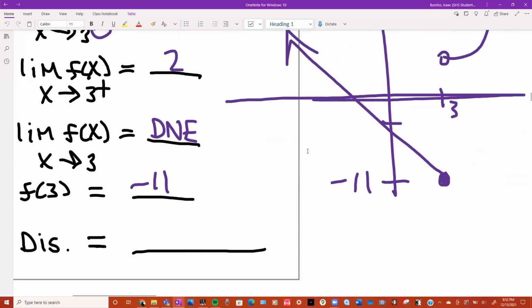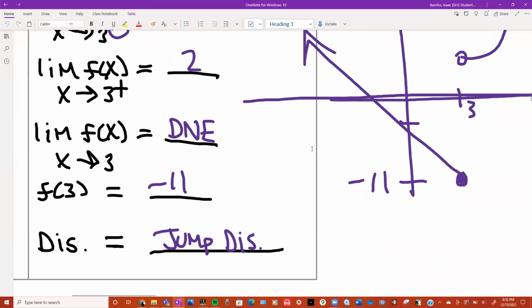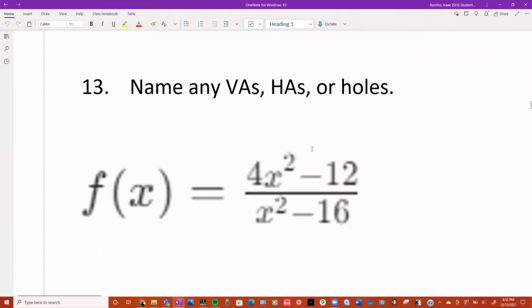And the discontinuity, that is a jump discontinuity. Remember where there's 2 y's for 1 x? Jump, let's say that. All right, that's what that was.